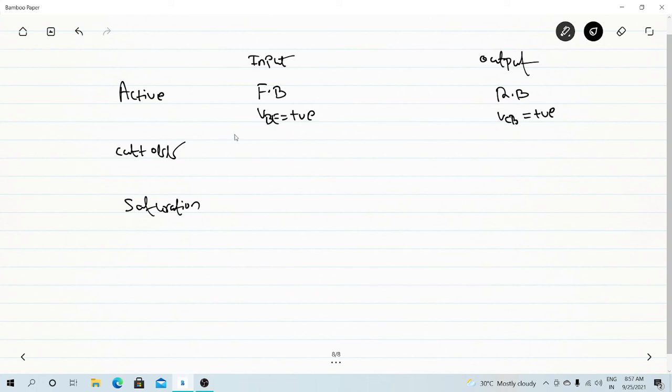Okay, for cutoff region, both input and output should be reverse biased. Remember, I told you that basically for a cutoff region, what we are taking is IE equal to 0. IE is equal to 0. That means we are taking the input section to be open circuited.